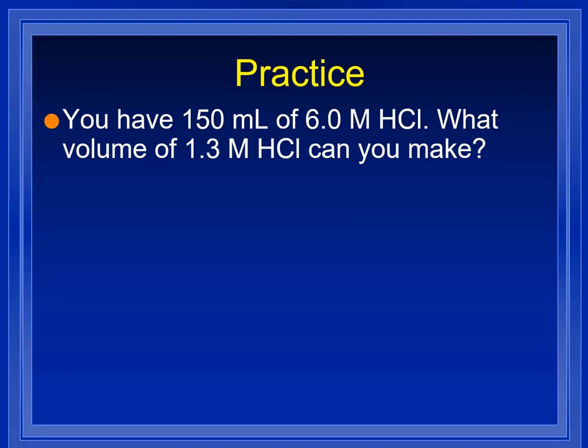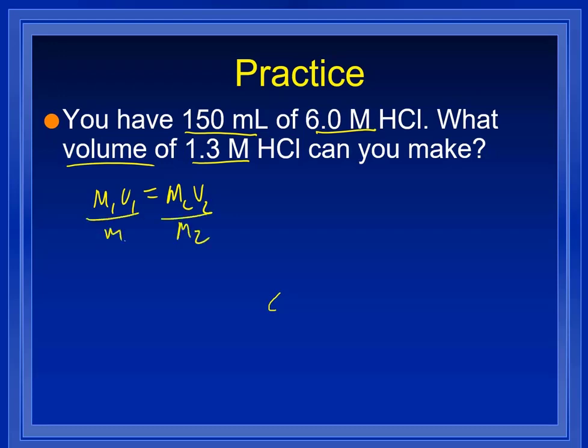You have 115 milliliters of 6 molar HCl. What volume of 1.3 molar HCl can you make? They give me one volume, one molarity, second molarity, and they ask me for the second volume. So M1V1 equals M2V2 again, except this time we want V2, so I divide both sides by M2. Will not let me write an M down there.